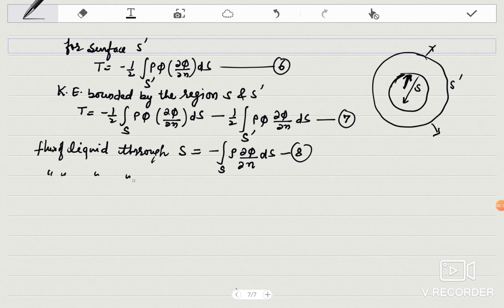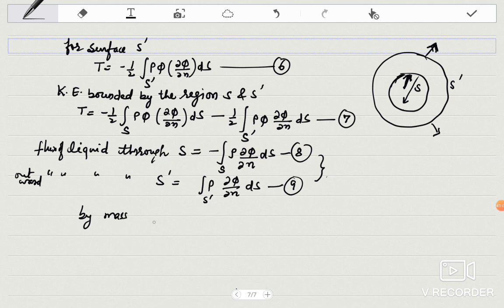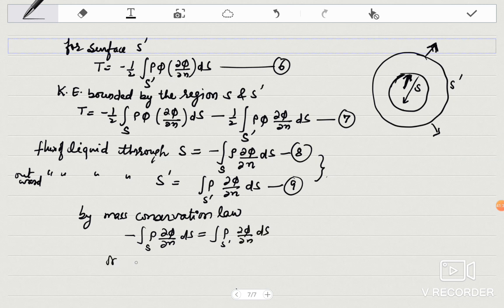And what is the flux of liquid through S dash? This is the outward flux of liquid through S dash. It will be with positive symbol, rho delta phi delta n ds. And what the continuity equation, or the mass conservation law, says is that the two should be the same. So by mass conservation law, minus rho delta phi delta n ds for the surface S should be equal to rho delta phi delta n ds for S dash, or I may write, rho delta phi delta n ds for S plus rho delta phi delta n ds for S dash equals 0, say 10.